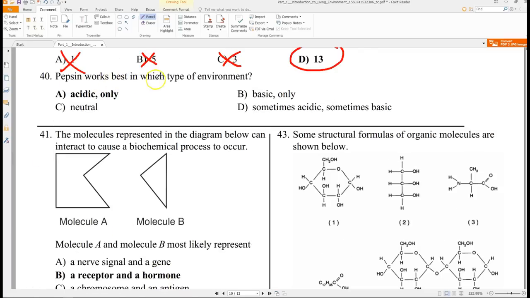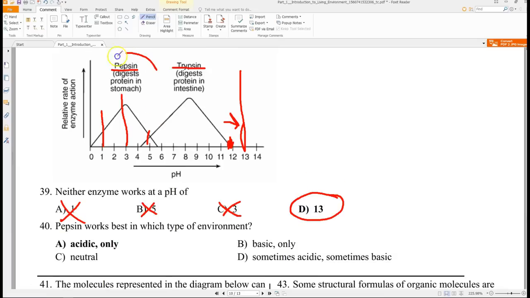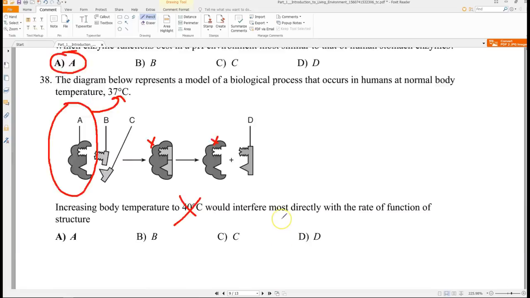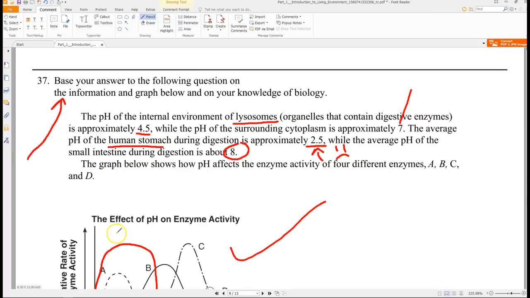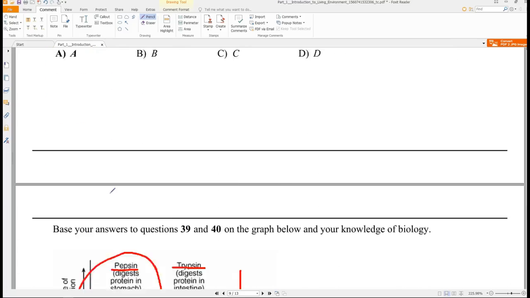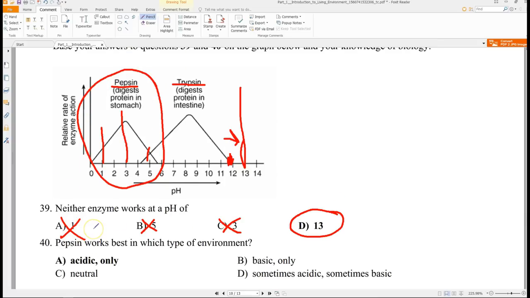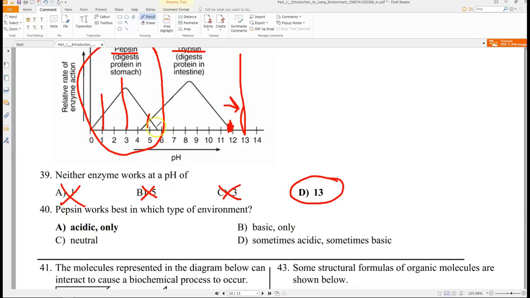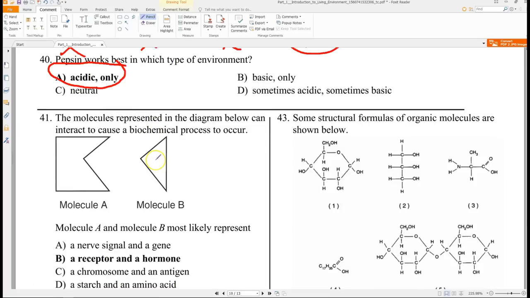Pepsin works best in which type of environment? Well, if you know the pH scale, pepsin is on the acidic side, as I said before. 0 to 7 is acidic. So pepsin works best at the pH that is acidic only, from 0 to 5.6. Acidic only. Moving on.